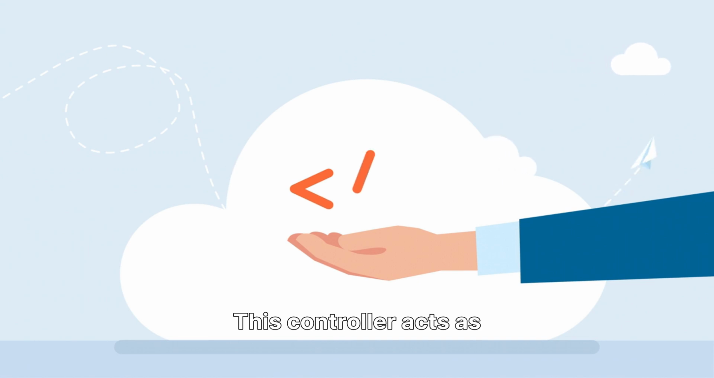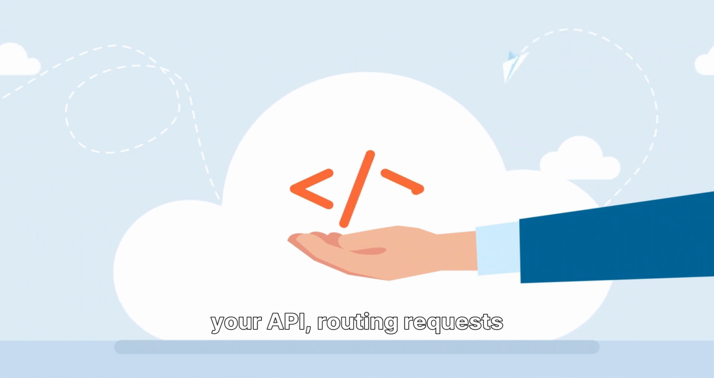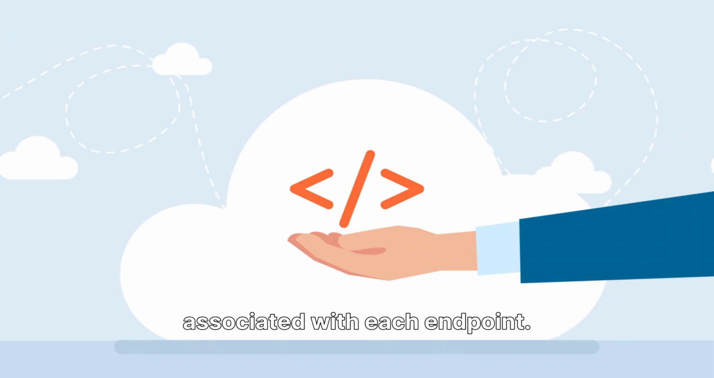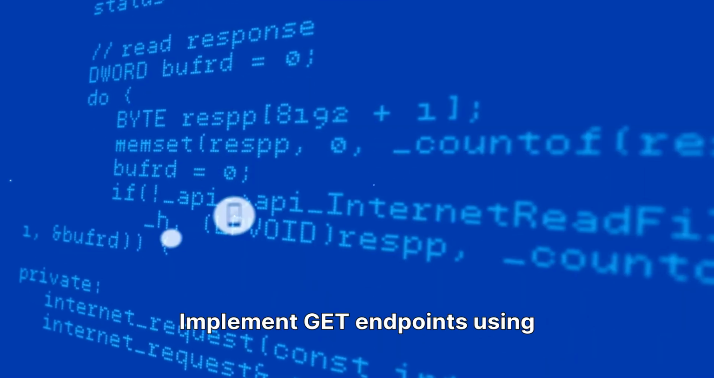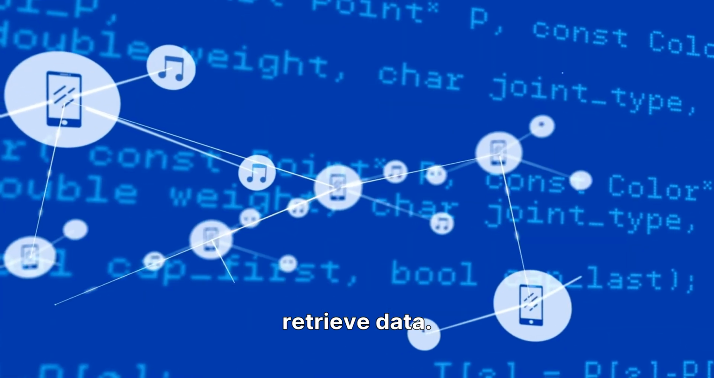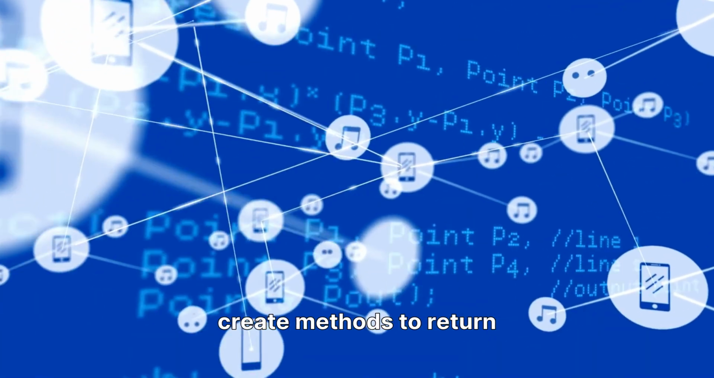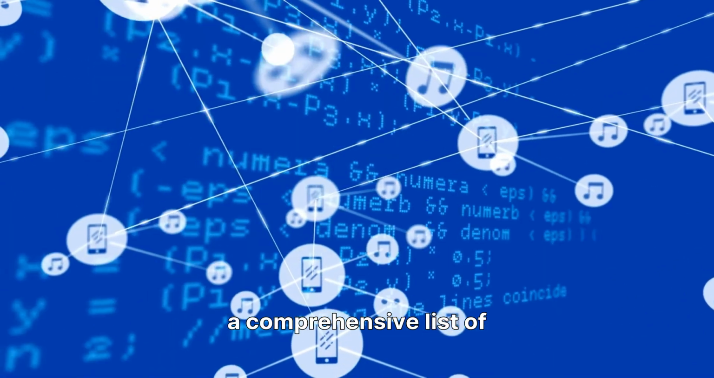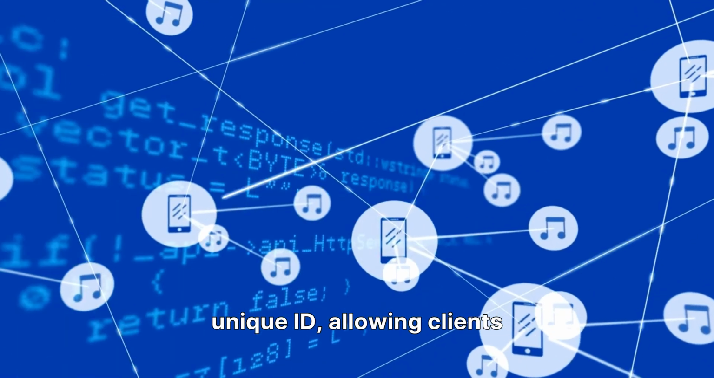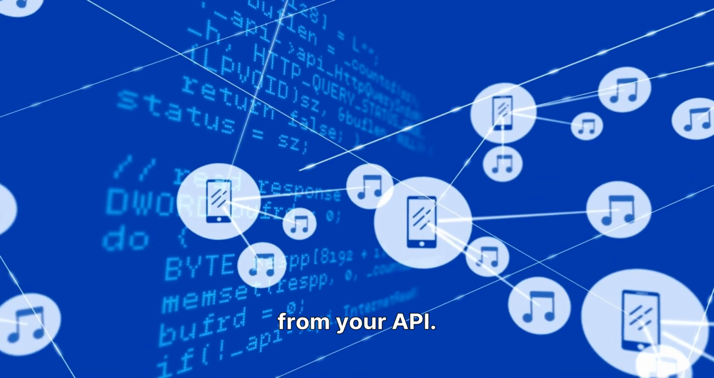This controller acts as the entry point for your API, routing requests to appropriate methods, and handling the business logic associated with each endpoint. Implement GET endpoints using the HttpGet attribute to retrieve data. For instance, you can create methods to return a comprehensive list of all products or a single product by its unique ID, allowing clients to fetch specific resources from your API.